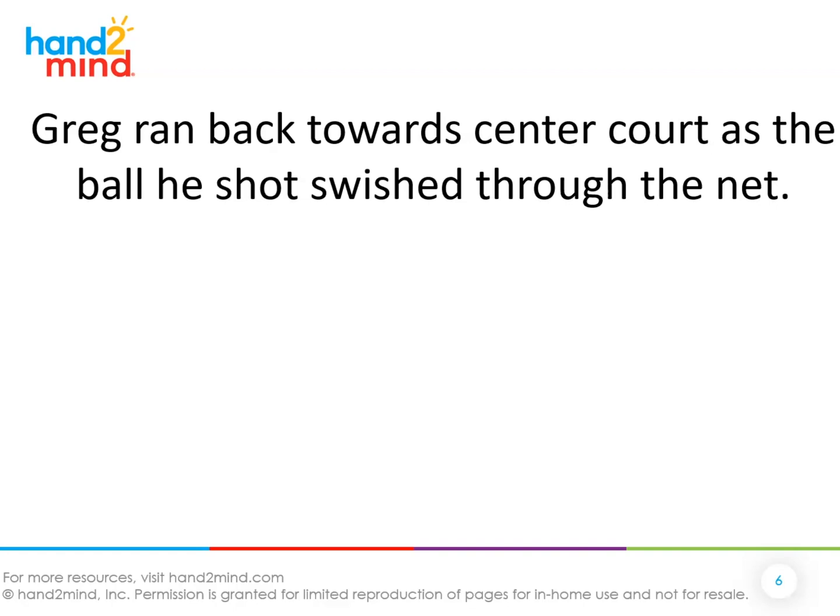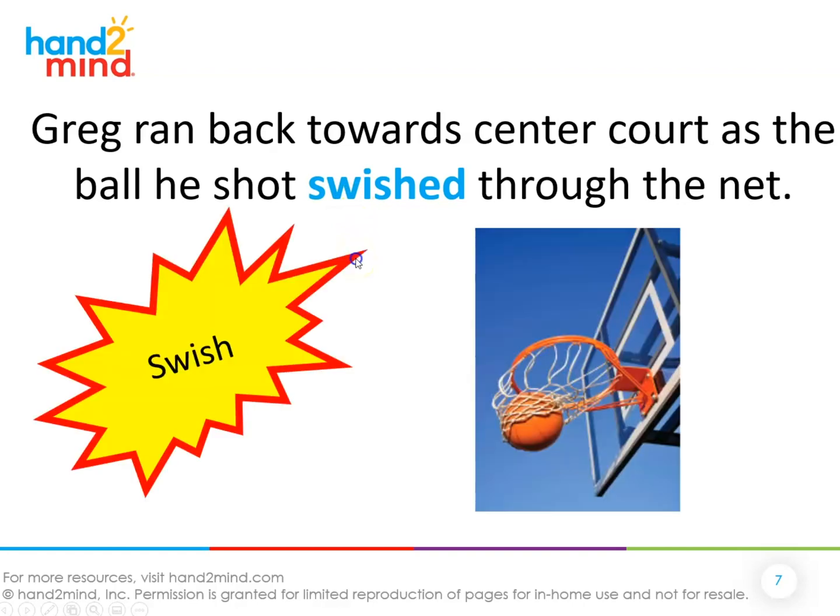When I read this sentence, there's one word that makes me think of a sound that a basketball makes when it goes through the net. The word swished. When I read this word, I can almost hear the swish sound of the ball going through the net on a basketball hoop. Swished is an example of onomatopoeia.